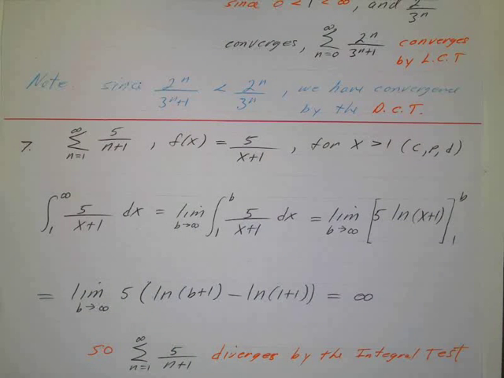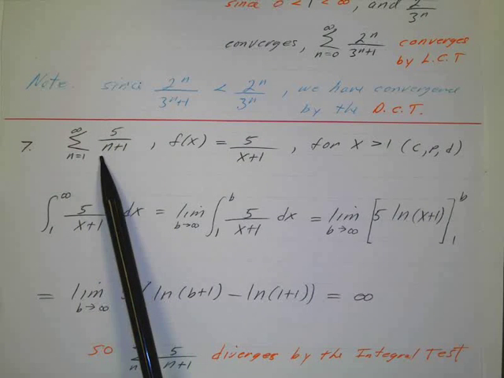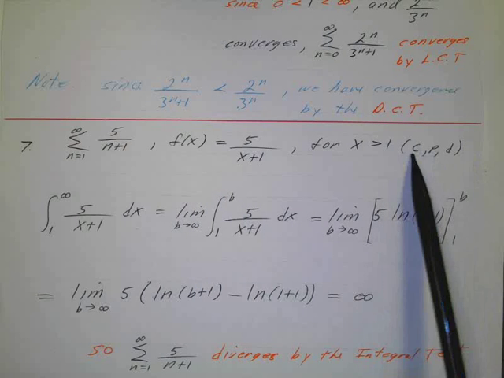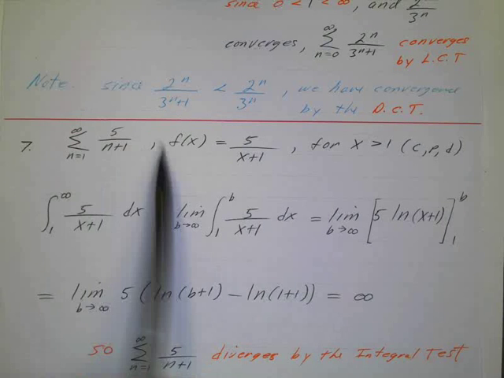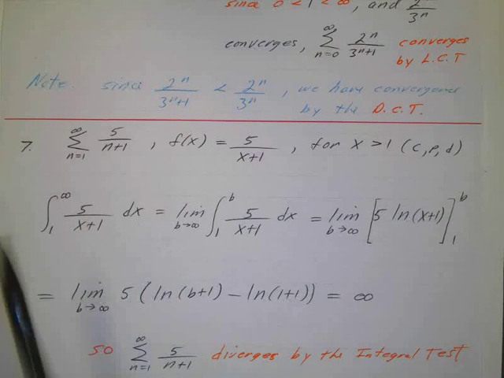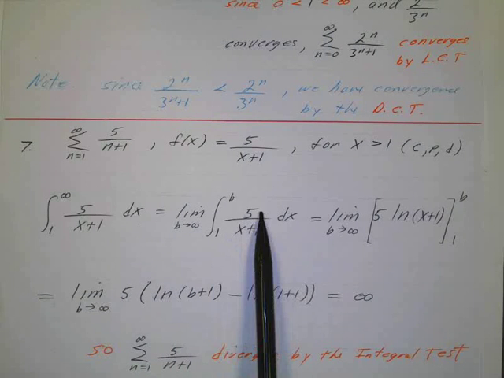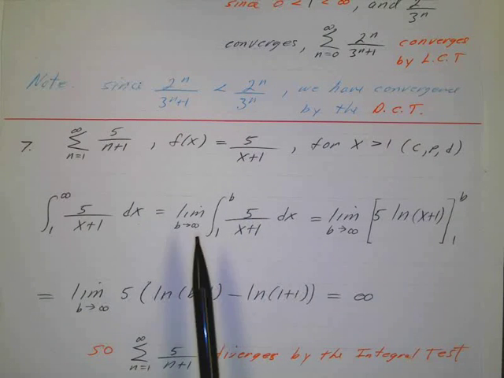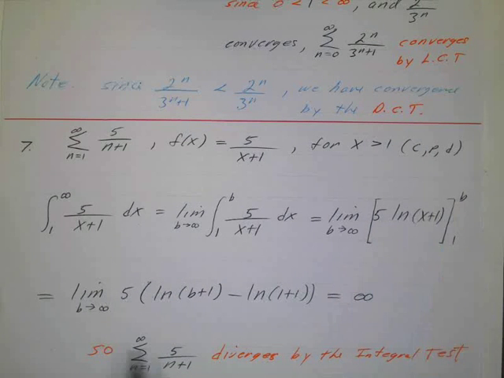This is the summation, n equals 1 to infinity of 5 over n plus 1, so this could be my f of x, 5 over x plus 1. For x greater than 1, this is CPD: continuous, positive, and decreasing. So I know that this series will behave like this improper integral, and I'll let b go to infinity, so I'll evaluate it from 1 to b, 5 over x plus 1 dx. And this is just 1 over u du, it's a natural log, and I have a factor 5 I can bring out, so it's 5 times the natural log of x plus 1, from 1 to infinity, and that's going to be the limit.